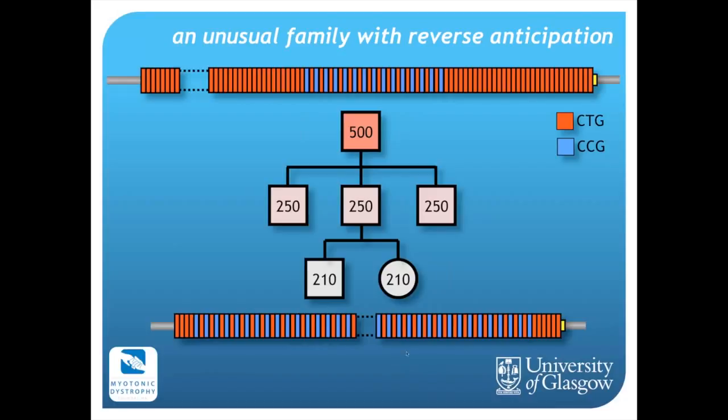And again, the general picture that's emerging is that individuals who have these alternative structures tend to have less severe symptoms, and we can often see the number of repeats decreasing in successive generations. However, again, I should point out that doesn't always happen. We have other families where the number of repeats does increase, and we do see the anticipation that we see in the typical families that just have the pure CTG repeats.